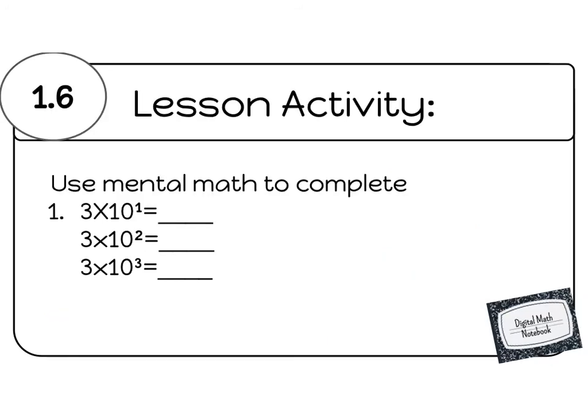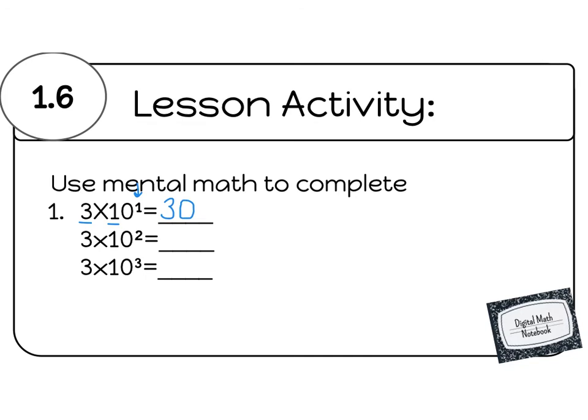Great job so far, 5th graders. It's time for our lesson activity. In our lesson activity, we're going to use mental math and our patterns with exponents to complete this pattern. The first one has 3 times 10 to the power of 1. Well, we're going to start off with that 3 because we need 3 times 10. So that's 3 and the 1. Then remember, the little exponent number tells us how many zeros that we need. So that would be 1 zero. So 3 times 10 to the power of 1 is 30.